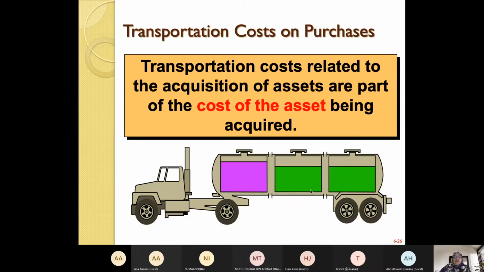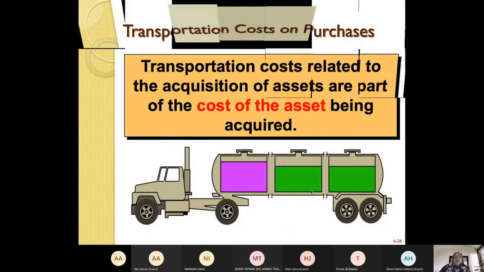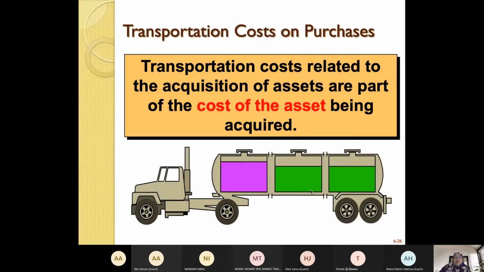Right? And then we also have this: when we have purchases, we have a transportation cost. Transportation costs related to the acquisition of an asset are part of the cost of the asset being acquired. So it means that if you purchase your inventory and there's a transportation cost, the cost will be added together to the inventory. So that will be part of the cost of the asset.